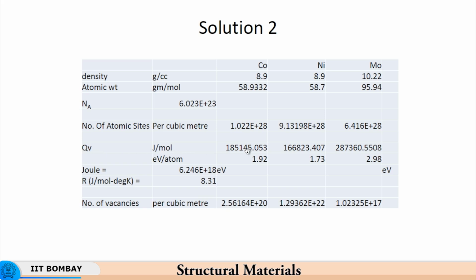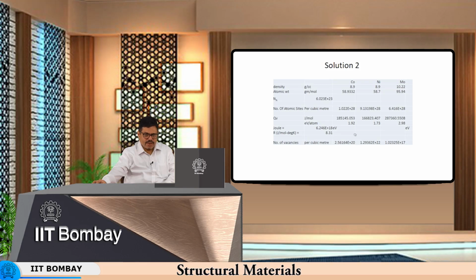Here R is the gas constant and T is the temperature in Kelvin, and in our present case it is 1273 Kelvin, and so the number of vacancies per cubic meter turns out to be 2.56 into 10 to the power 20 in case of cobalt. In case of nickel it is raised to 22, and in molybdenum it is raised to just 17.